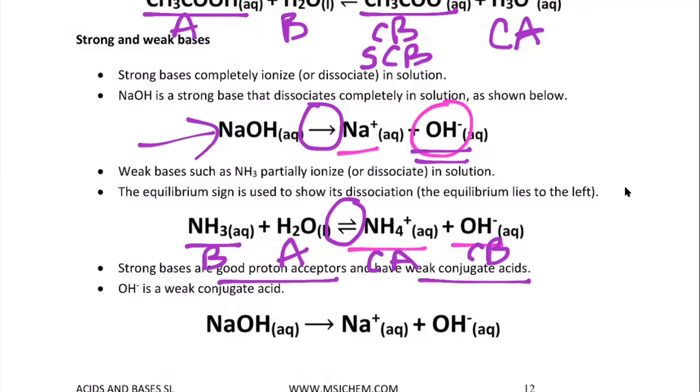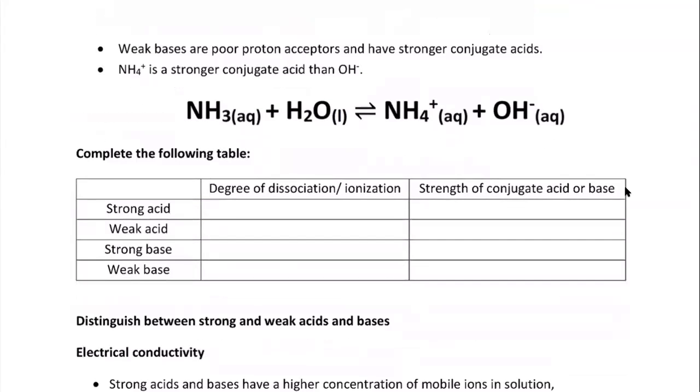And so for example, the base for this one is the NaOH, this was the conjugate acid, and so this would be a weak conjugate acid. On the NH3, that's a weak base, and so its conjugate acid is going to be a strong conjugate acid, okay? And that's basically what it's summarizing here at the top of the next page. So weak bases are poor proton acceptors, and their conjugate acids are stronger. And so NH4+ here is a stronger acid than the H2O in the other one.